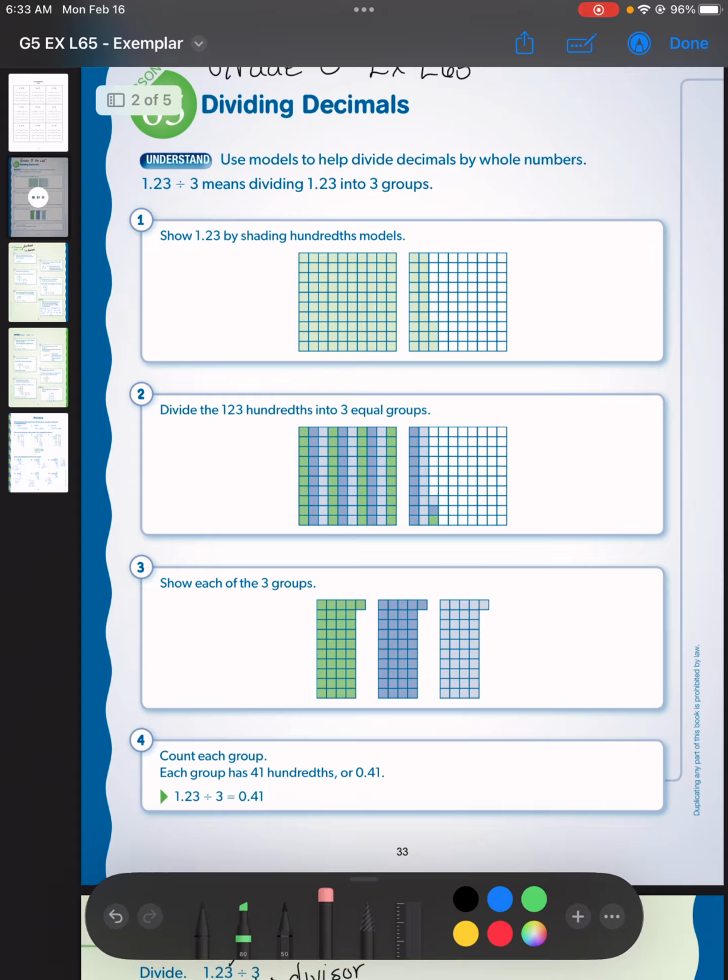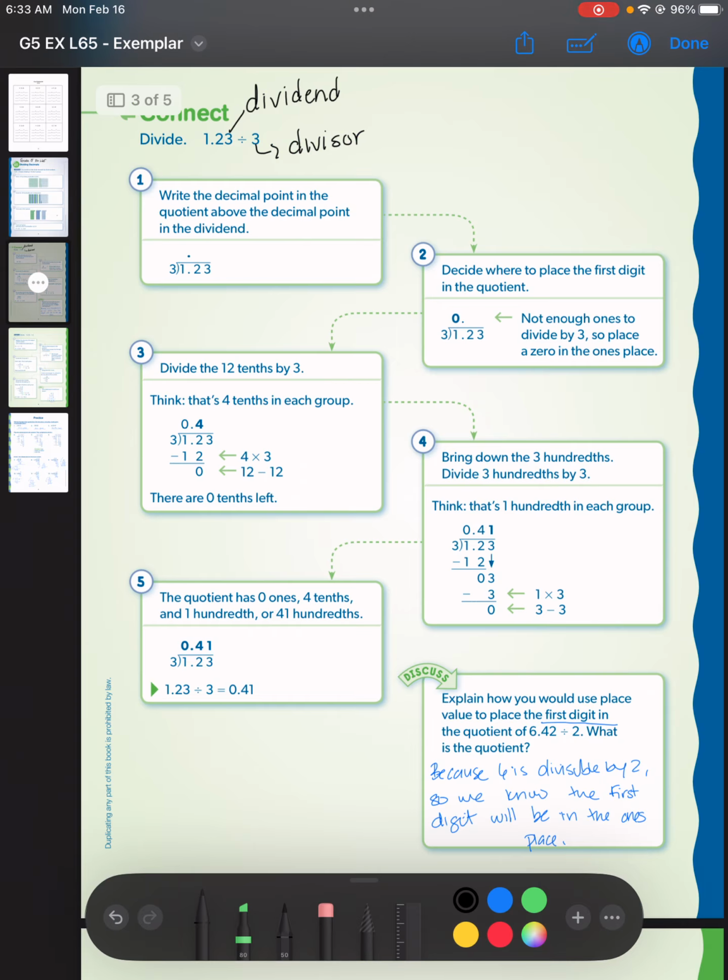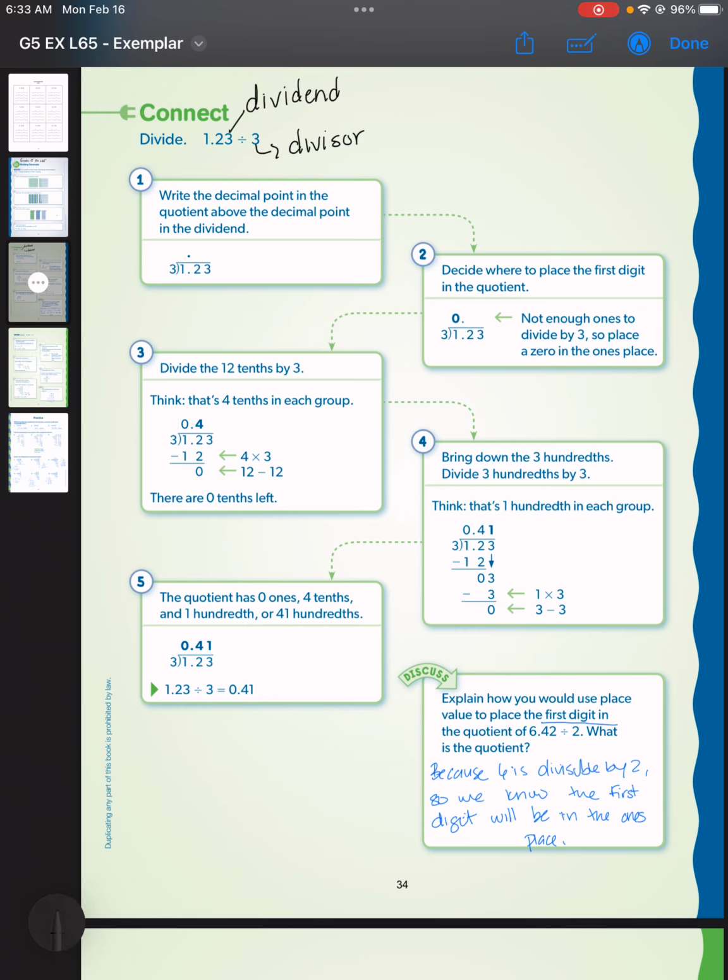As students jump into the next example, we are again dividing 1 23/100ths by 3. Here we want to make sure students understand the parts of the division problem. We have the dividend and the divisor. Students are in 5th grade, so they might remember saying which number goes in the house.